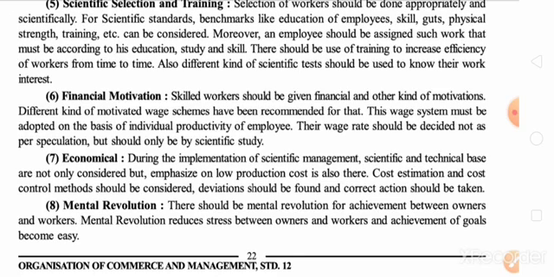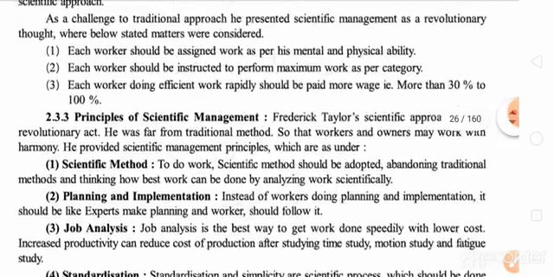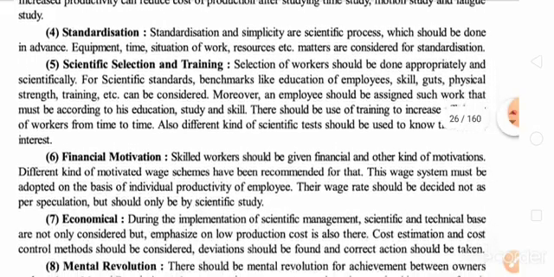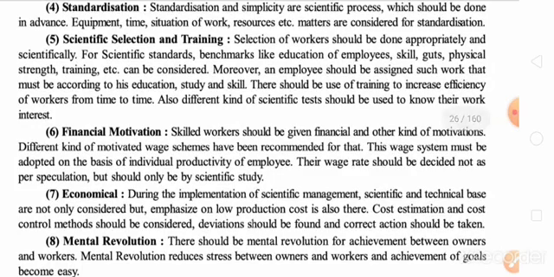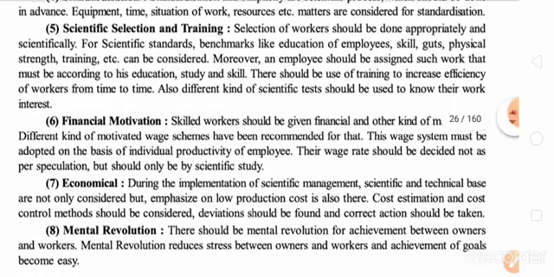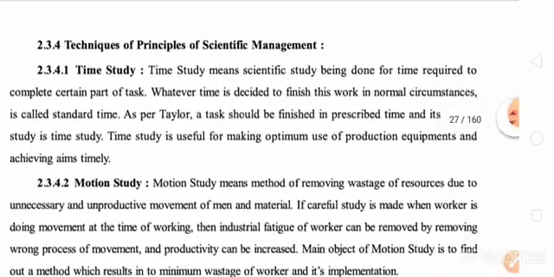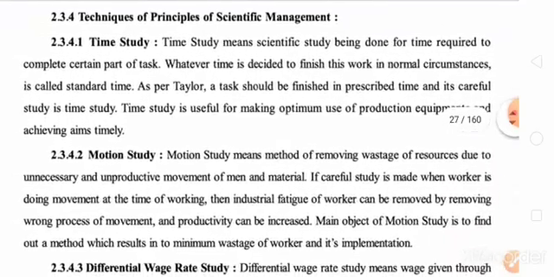So here we have discussed all these 8 principles of management. That is, first one is scientific method, second one is planning and implementation, third one is job analysis, fourth one is standardization, fifth one is scientific selection and training, sixth one is financial motivation, seventh one is economy, and eighth one is mental revolution. Now let us move forward and discuss the techniques of scientific management.